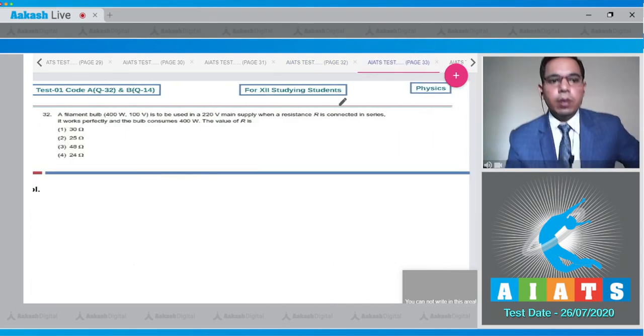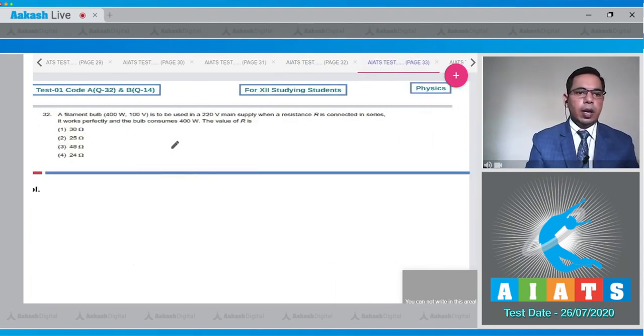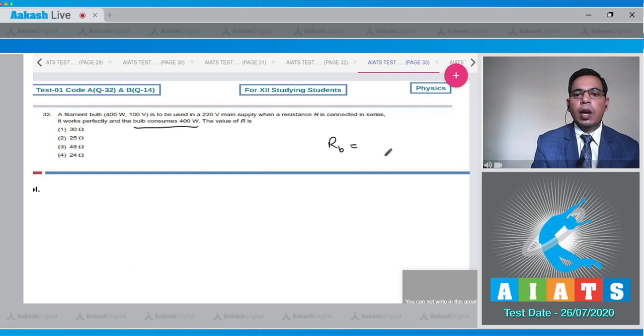Now move to question number 32, which states that a filament bulb of 400 watt 100 volt is to be used in a 220 volt main supply when a resistance R is connected in series. It works perfectly and the bulb consumes 400 watt. The value of R is. First of all, we have to calculate R bulb, and it will be equal to V square divided by P, that means 100 into 100 divided by 400, and it gives us 25 ohm.